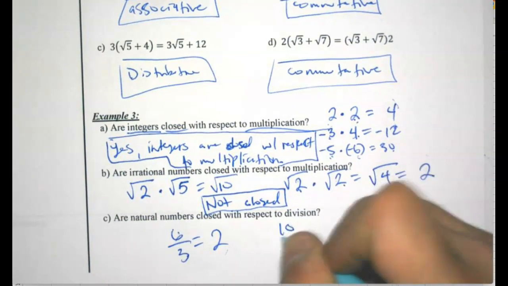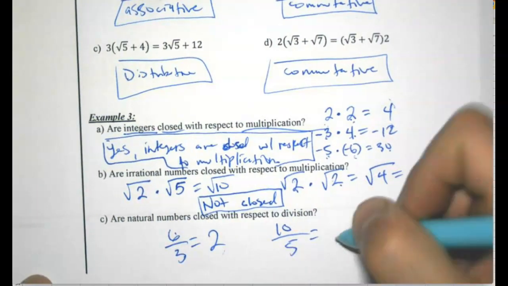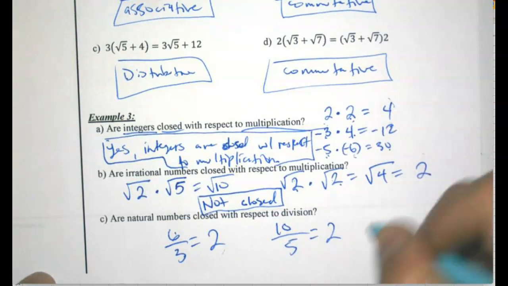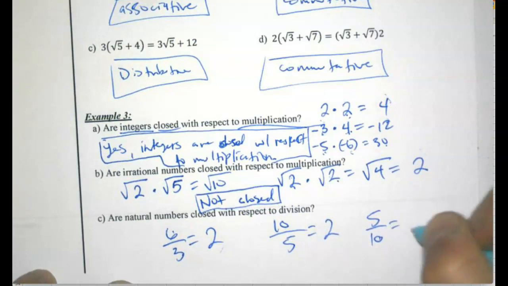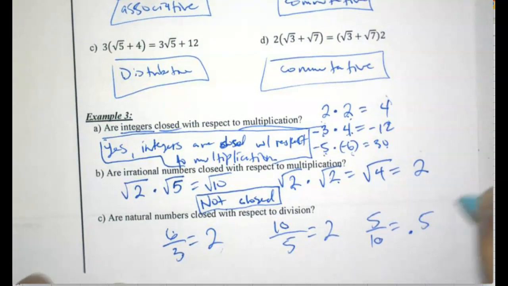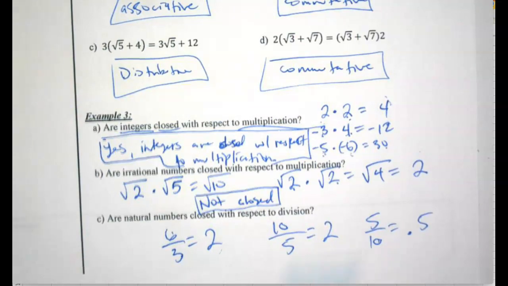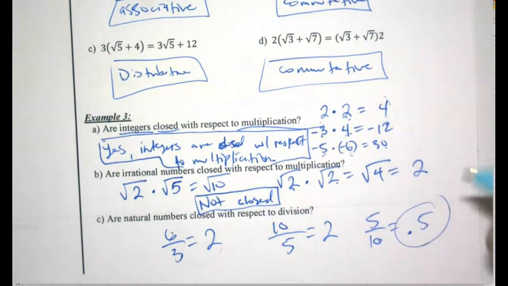Remember, you're looking for just one example to show that they're not closed. 10 divided by 5 is 2, but all you have to do is flip either one of those. If you go 5 divided by 10 and you get 0.5 or a half, you no longer have a natural number. So these are not closed. Natural numbers are definitely not closed. When you divide, you can definitely divide 2 natural numbers and get an answer that is not a natural number.